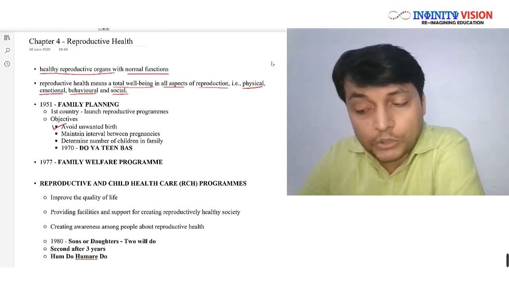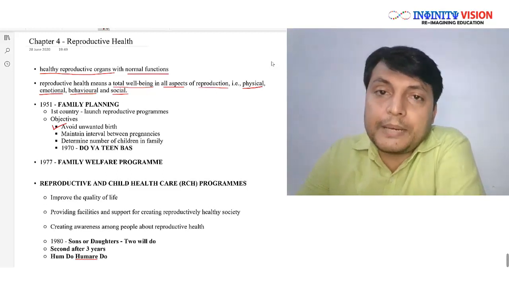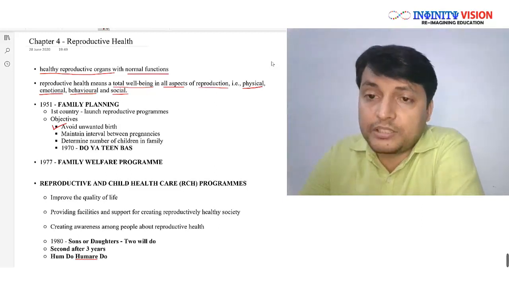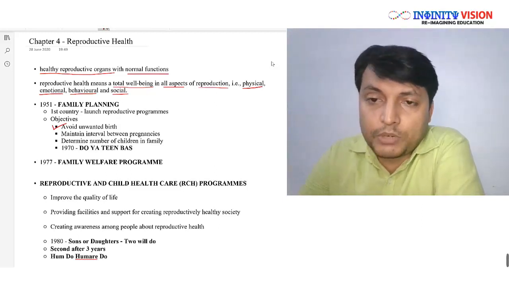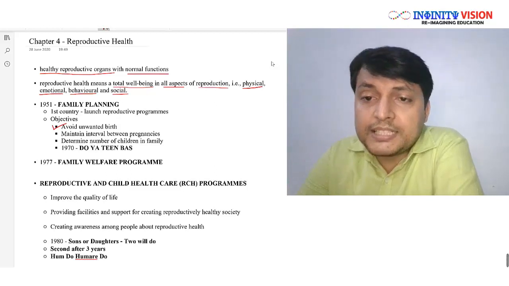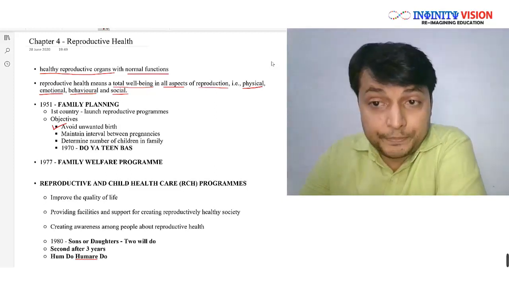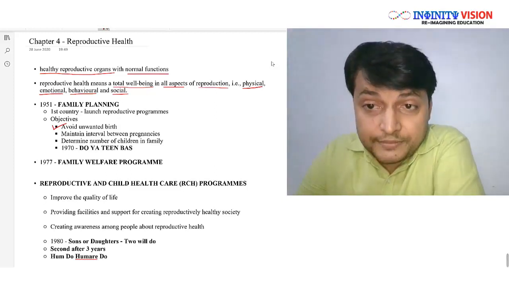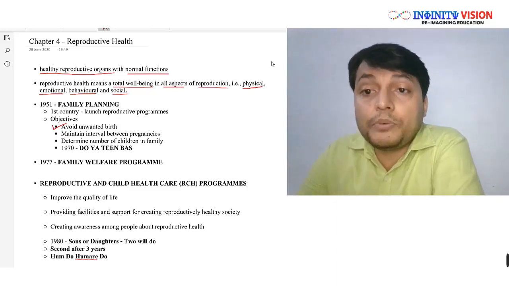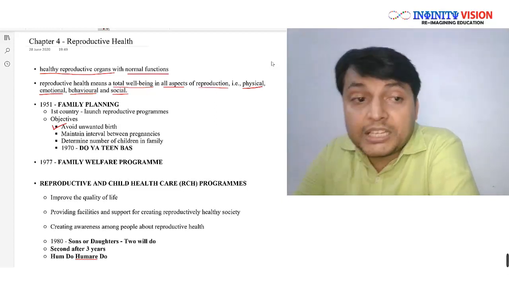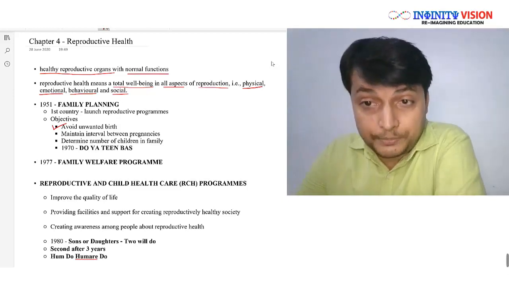Great. Now, this 1951 family planning program was good everywhere. Every year, or in one decade, it was revised, and new things as per requirement were added. By 1977, the family planning program was renamed, with more objectives in it, as the family welfare program. So from family planning, it became the family welfare program.